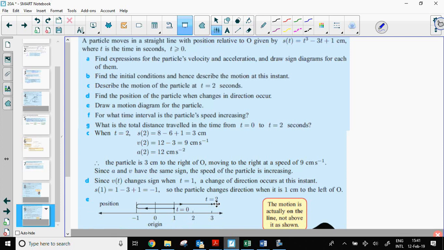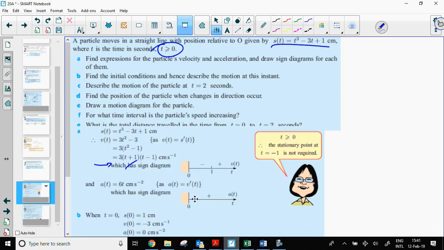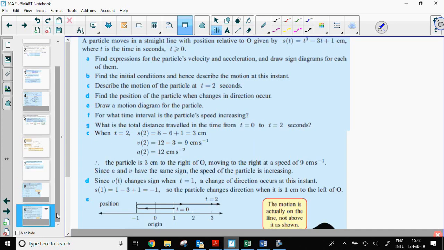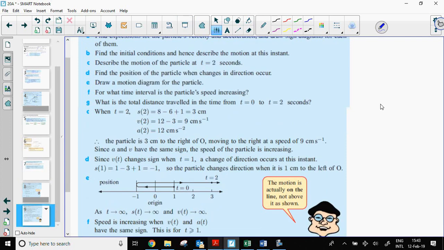Part F, when is the particle's speed increasing? Well, remember that its acceleration was always positive. So its speed's going to increase whenever the acceleration matches the velocity. So really, as soon as it turns around, then its speed's going to be increasing forever. So that was at time t equals 1. So for t greater than or equal to 1, our speed's going to be increasing.